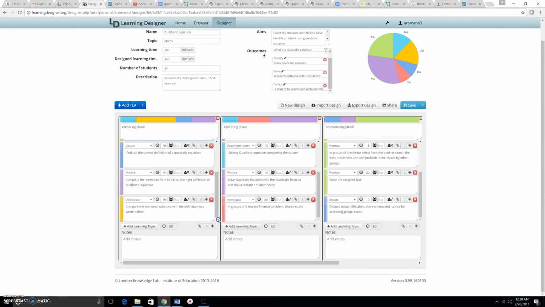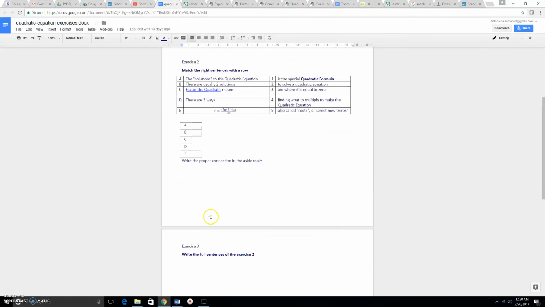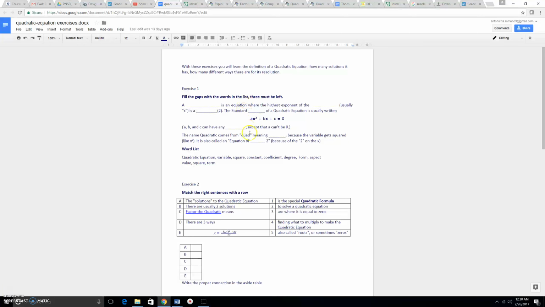But because I'm almost sure it's hard for them to reach the proper definition by watching the video, I introduce a written activity, a list of 3 exercises. In these exercises, I introduce vocabulary and the definition. The first exercise is a fill in the gap exercise, and each student chooses, among the listed words, the ones that are correct in filling the gaps. At the end they have the correct definition of the quadratic equation.